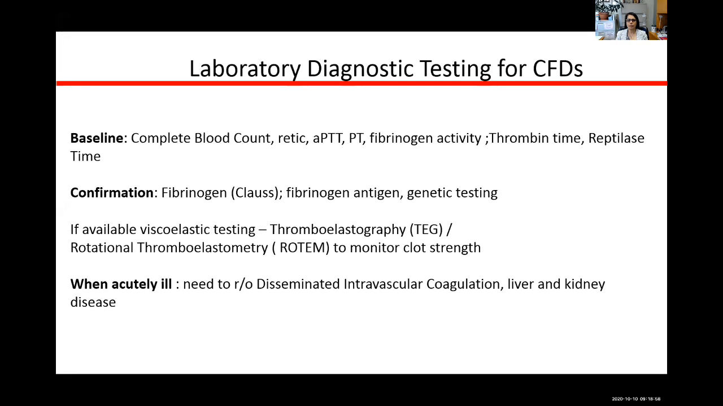If the PT and PTT are prolonged and the fibrinogen activity is low, this is confirmed by sending fibrinogen activity by the Clauss method, which is a much more accurate method to estimate the fibrinogen level, and a fibrinogen antigen, which estimates the quantity of the protein, is also assessed.